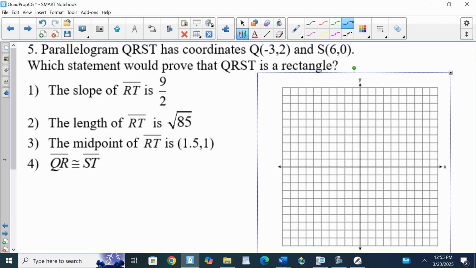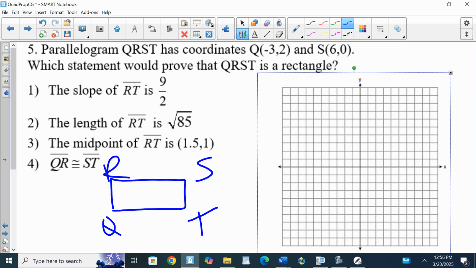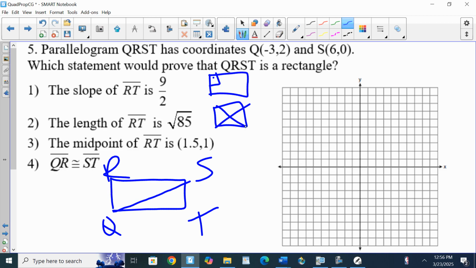It wants QRST to be a rectangle. It's giving you Q and S, so it's giving you a diagonal. To prove it's a rectangle, it needs to be one of the two rectangle proofs, right angle or congruent diagonals. Based on the fact that they're giving us a diagonal, we're going to have to use this one. I'm going to find the distance of QS, and RT must be that same distance. So you have to use distance formula. Similar to the previous one we just did, it's just using a different property, but it's the same logic.